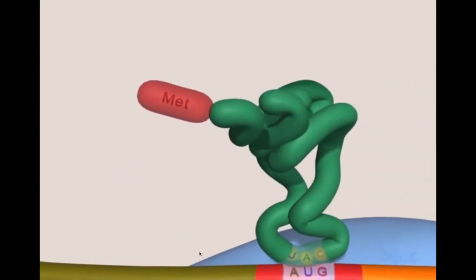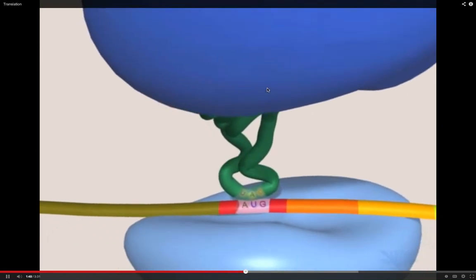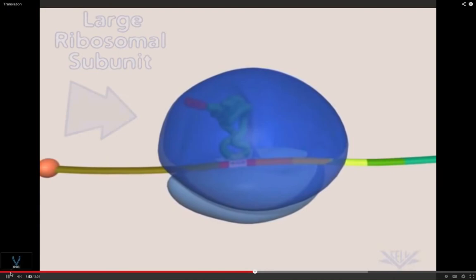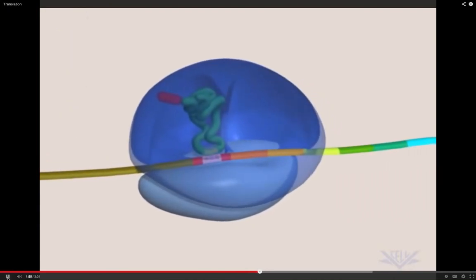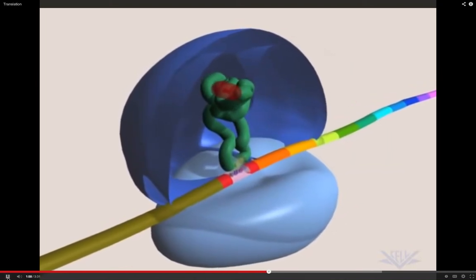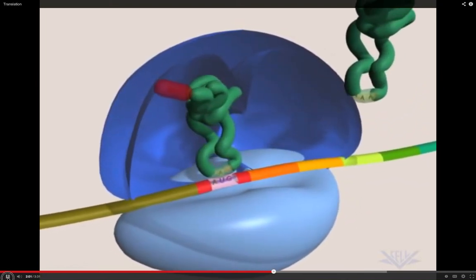Right? And then in comes the large subunit, because ribosomes are made up of 2 subunits, the small and the large subunits. Okay? And now starts our process of translation. They're just showing you side view, side view. Oh, so in comes the second tRNA. So it's going to go to the codon that it's complementary to.